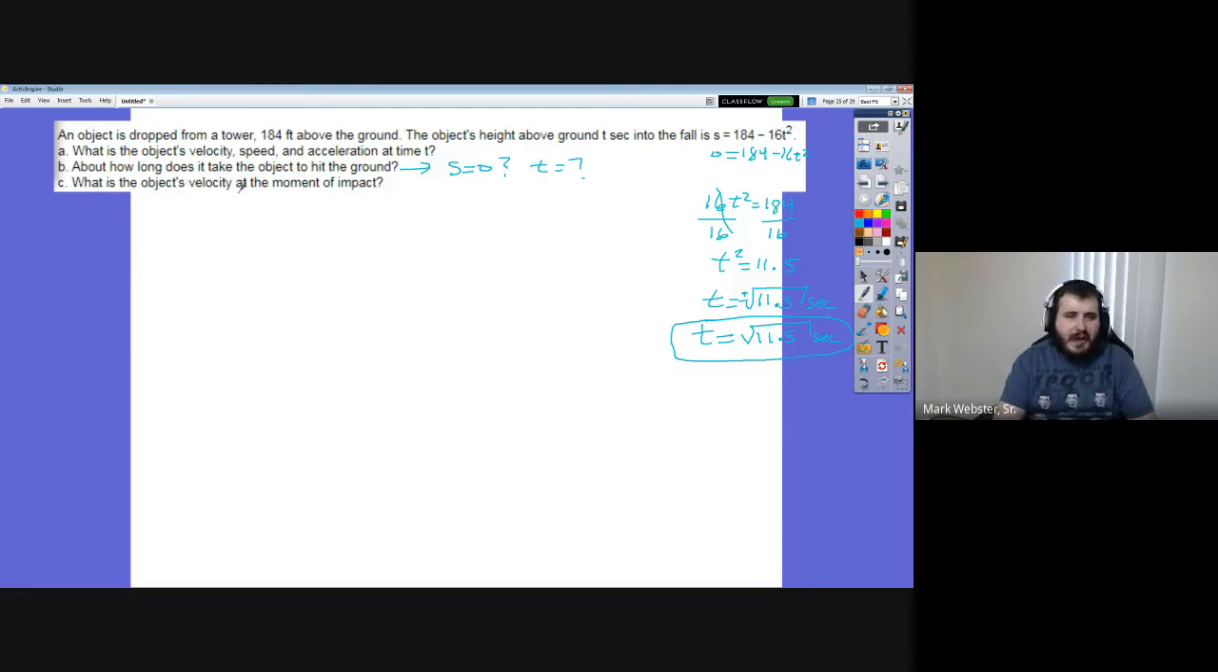What is the object's velocity at the moment of impact? It hit the ground, so s equals zero. Hey, we found what t is here. Well, what's the velocity, right? Velocity is the derivative of this, which should be negative 32t, right? Well, what's t? It's radical 11.5.